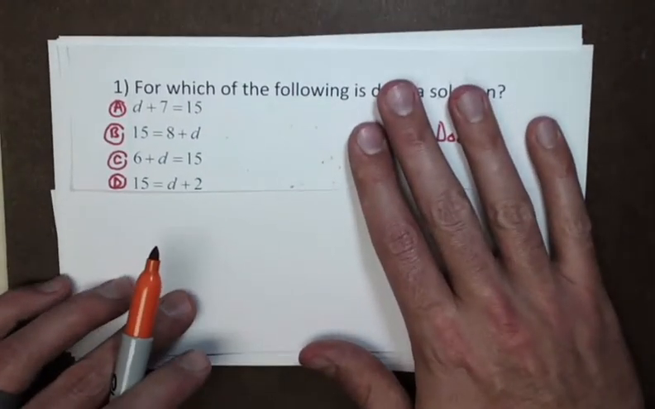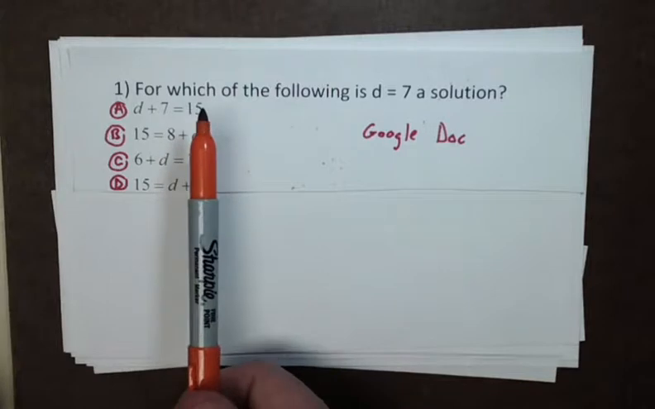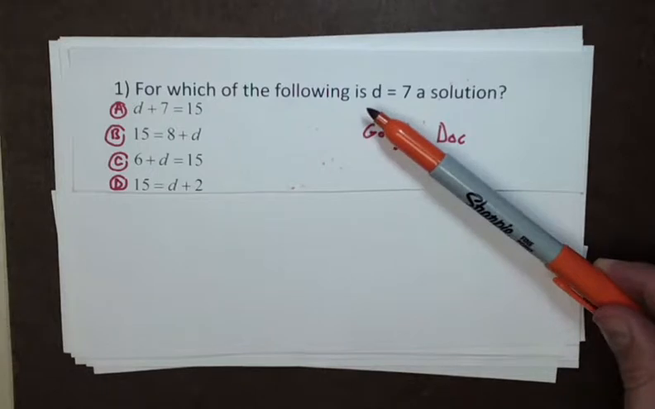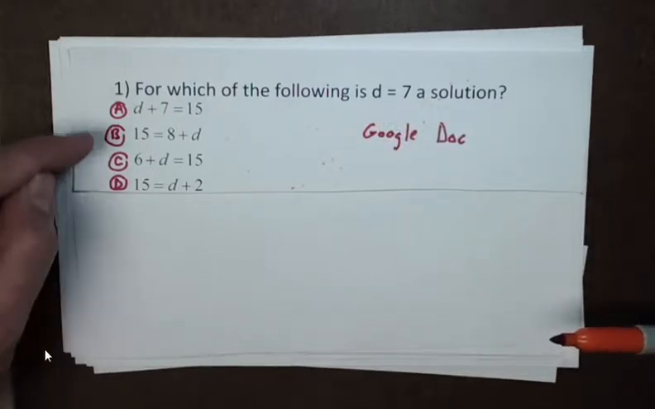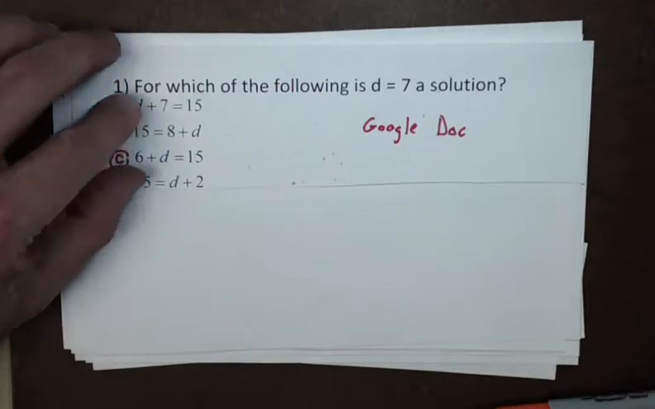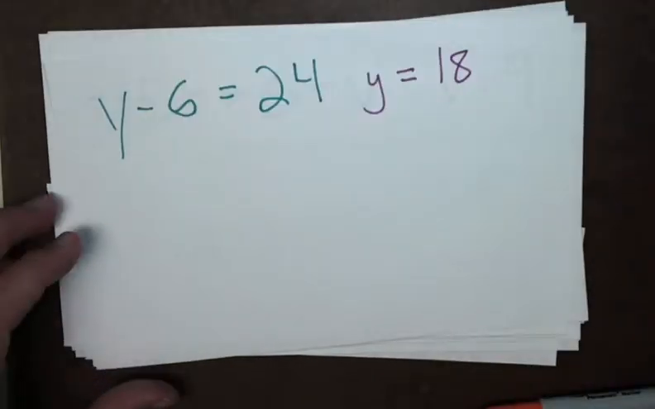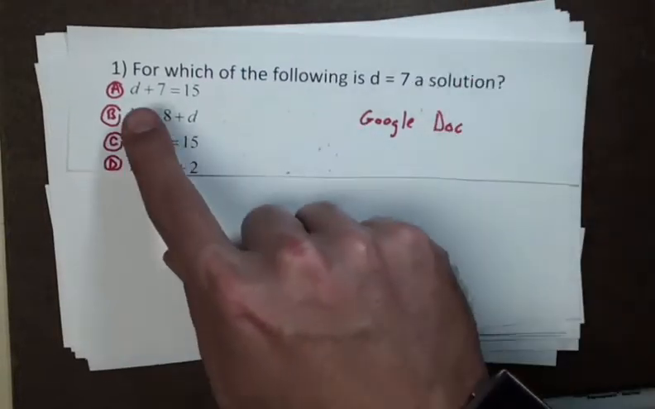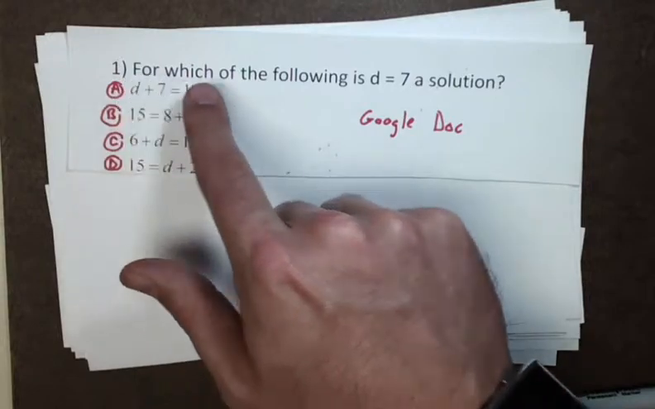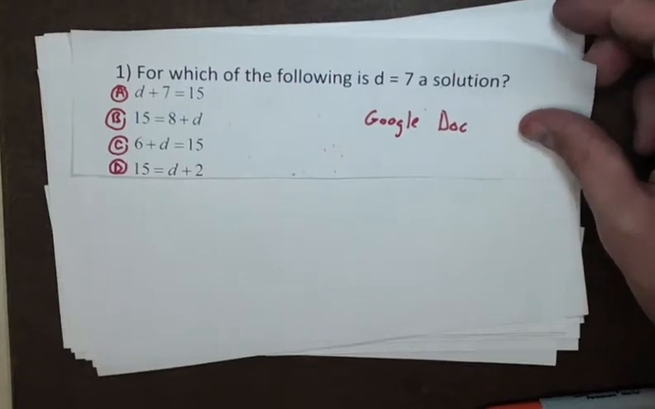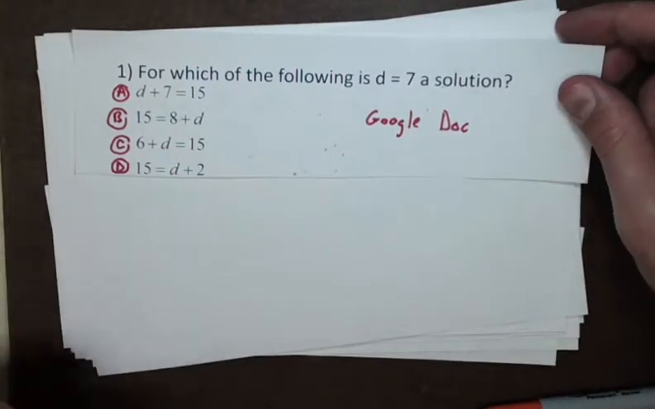Google Doc question 1. Alright, so here's a question right here. Pause the video. It's your turn now. You're going to determine for which of the following is d equals 7 a solution. Is it A, B, C, or D? So pause the video and try it now. Alright. And you'll just go in on the Google Doc and submit. It'll say question 1, and you'll just put A, B, C, or D, whichever one you think is the right answer. So make sure you do your work on the notes, but save your answer.